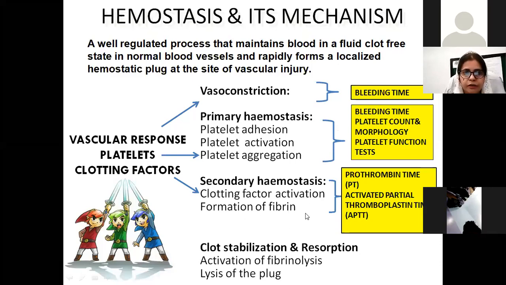For coagulation pathways, we conduct prothrombin time to assess the extrinsic pathway and APTT to assess the intrinsic pathway.